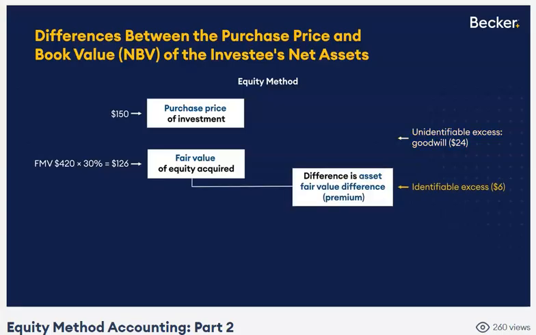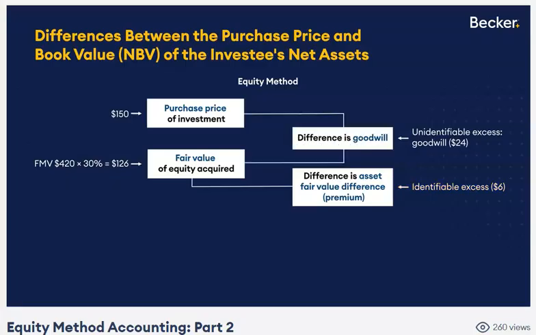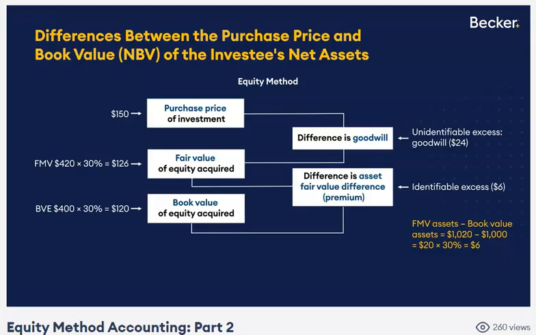Then the difference between the fair market value of the identifiable equity, 420 times 30%, 126, versus the book value of the equity, 400 times 30%, which is only 120. So the excess that we can identify is 6. So one more time, if the purchase price for a 30% stake was 150, and we subtracted from that the book value of the equity, 400 times 30%, we need to explain, why do we have the excess over book value of 30? Well, 24 of that, I don't know. It's unidentifiable. It's goodwill. The 6 we can identify. Where did we get the 6 from?